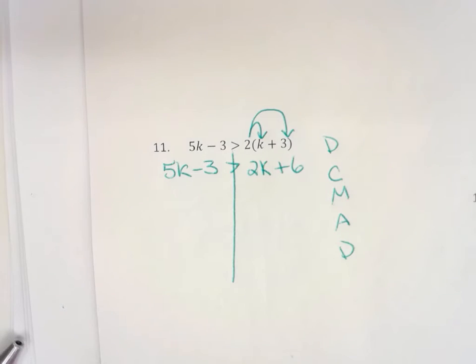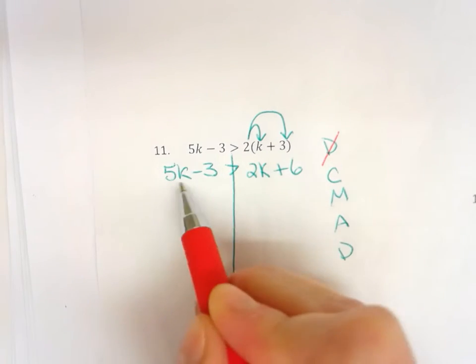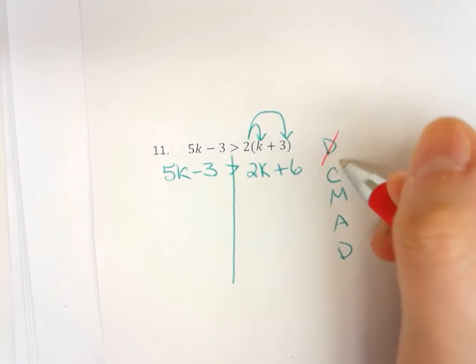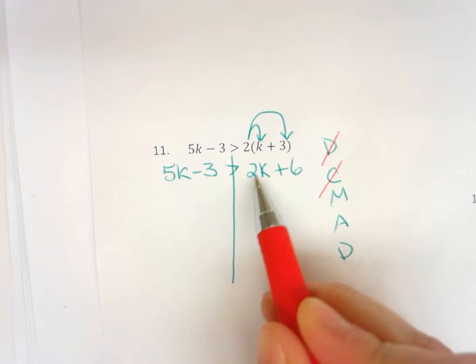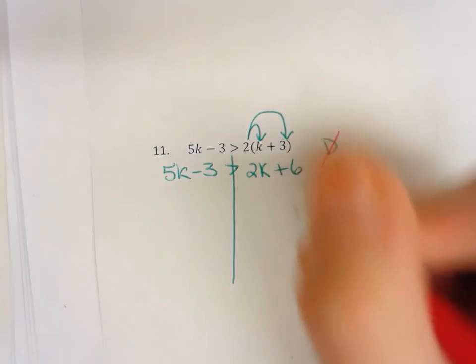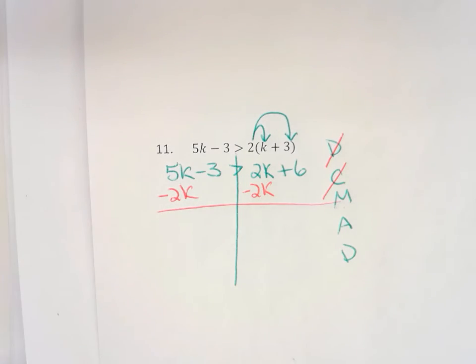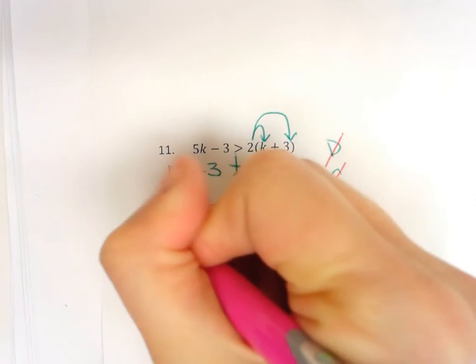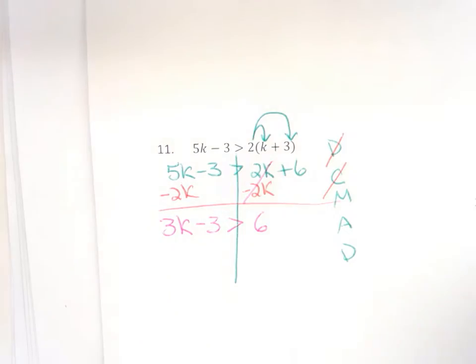So the first thing you do is distribute, then combine like terms. I don't see any like terms on the left or on the right, so that step's done. But I do need to move all of my letters over to the left. It's a positive 2k, so I'm going to subtract 2k from each side. Now 5k minus 2k leaves me with 3k, minus the 3 is greater than positive 6. Those canceled.